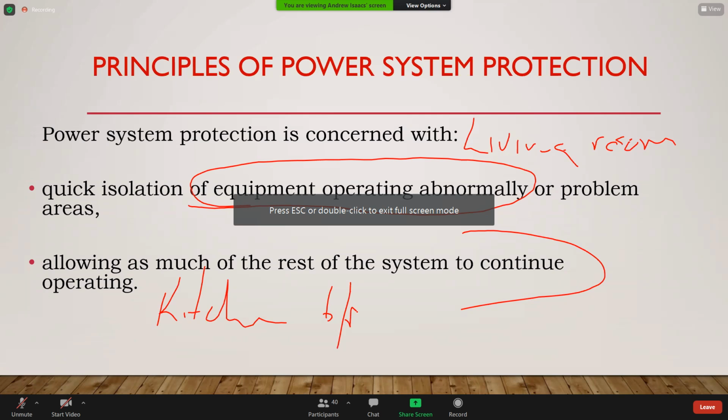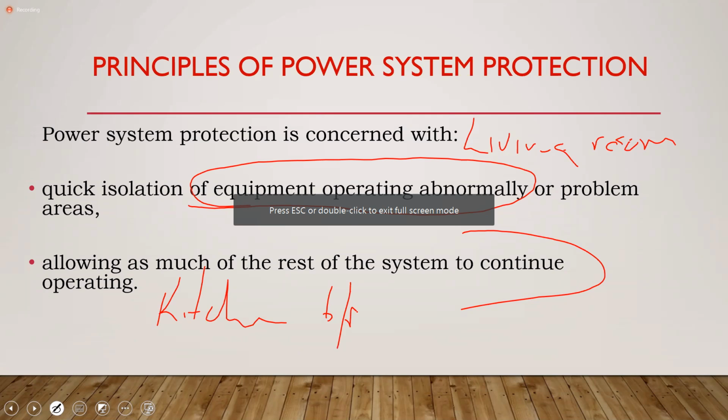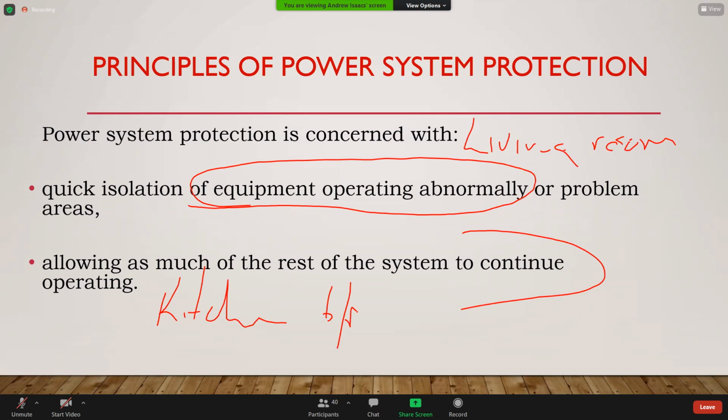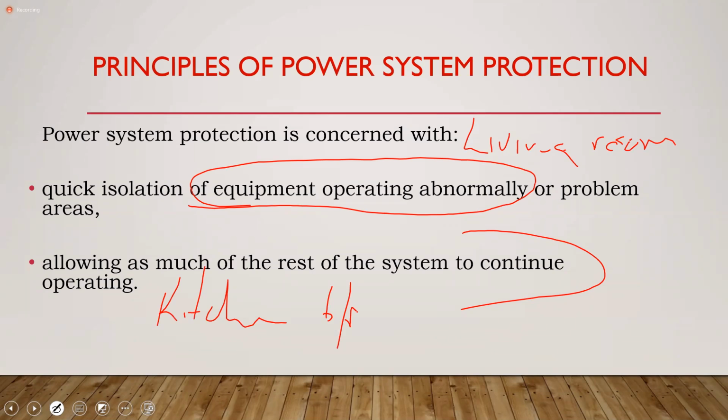With your protection for your power system, it seeks to isolate the areas that are causing the problem, but at the same time tries to maintain power or supply to the areas that are operating normally. Okay, and that is key. It is not just about identifying the problem and isolating. A critical component is that the rest of the system is allowed to operate. All right.